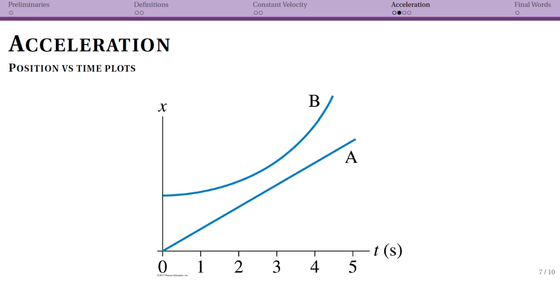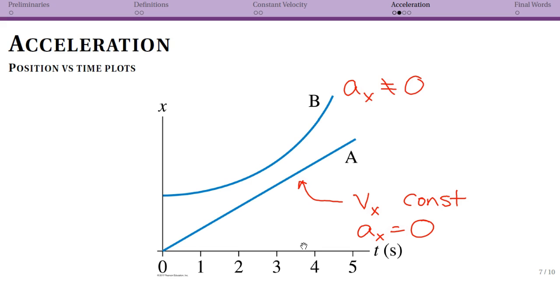So briefly now I want to compare two different lines which are on a position versus time plot. For A, note that you have a straight line in position. This means that v is constant. Since v is constant, we know that a_x equals 0. Now B, on the other hand, we have a curved line. And again, in a different video, we'll talk about instantaneous velocity. But in this case, we have a changing velocity. And so we have an acceleration that is in fact not equal to 0.